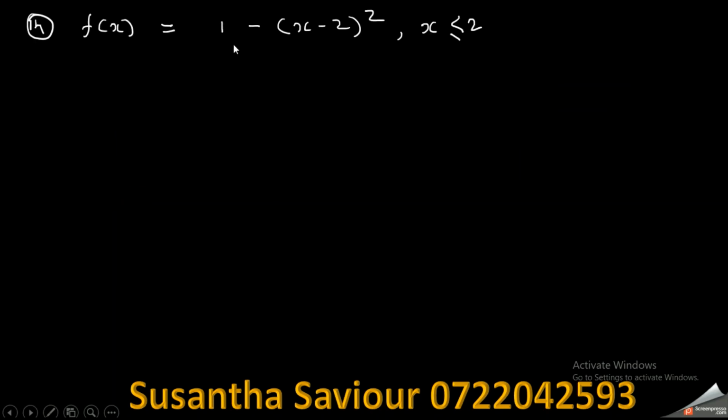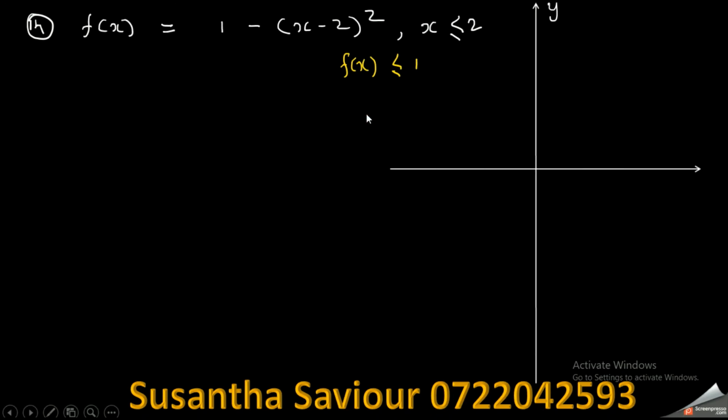f(x) equals 1 minus (x minus 2) whole thing squared, x is less than or equal to 2. Now all this time we discussed minimum graphs. Now this is a maximum graph. Now look at this graph. The maximum point is (2, 1), and x is less than or equal to 2. That means this part is not there. Get this? Yeah, this part is not there because of this domain restriction, right?